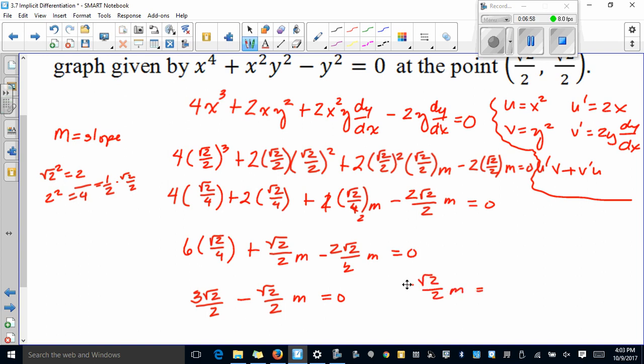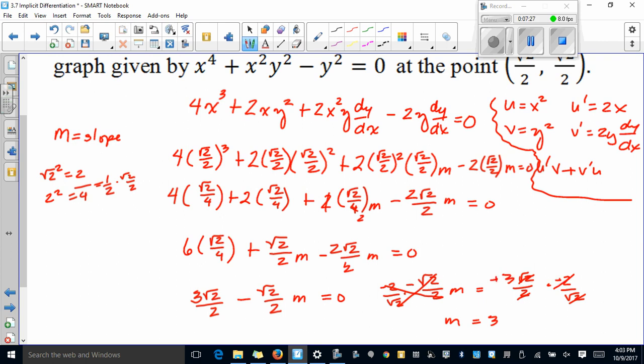multiplied by negative 2 over square root of 2. These cancel out, I'm left with m, and the 2's cancel out, the negatives cancel out, and the radicals cancel out, and we're left with 3. Don't forget, 2 negatives make a positive. All of that work, and we got slope is 3.